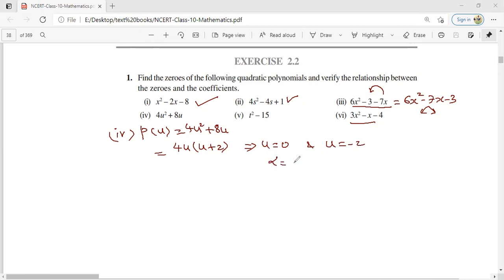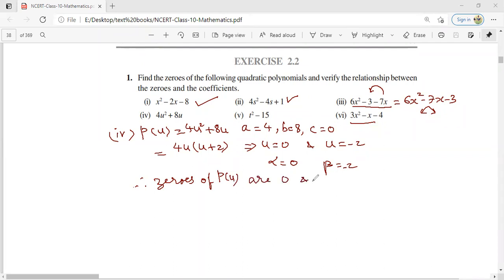So here alpha is equal to 0 and beta is minus 2. And what about a, b, c? a is the coefficient of u square, which is 4. So a is equal to 4 and b is equal to 8, and c is not there, so c is equal to 0. So we got the zeros. We should write the answer also: the zeros of the polynomial p(u) are 0 and minus 2.